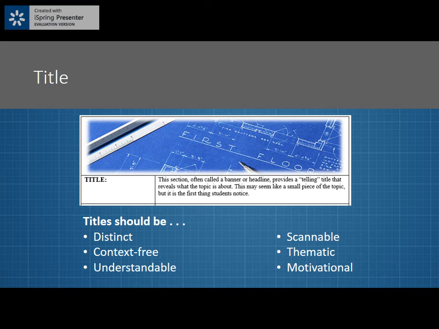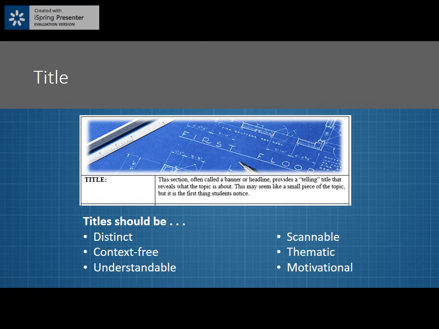They should be understandable. Do not use terminologies that learners will understand only after they complete the topic. They should be scannable, that is, short with important words at the beginning. They should be thematic, what I refer to as a telling title. In other words, students should be able to predict the content by reading the title. They should be motivational. Yes, I said motivational. By reading the title, the learner should be able to recognize what's in it for me.